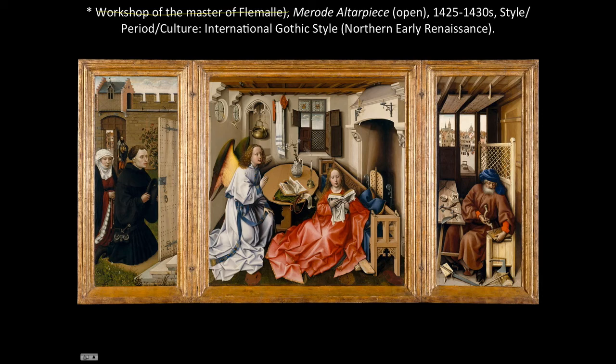Another characteristic of this International Gothic, early Northern Renaissance style is symbolism. This piece has a lot more symbolism than we're even used to. We've got this empty vessel. We're used to that. We're used to the lilies right here.